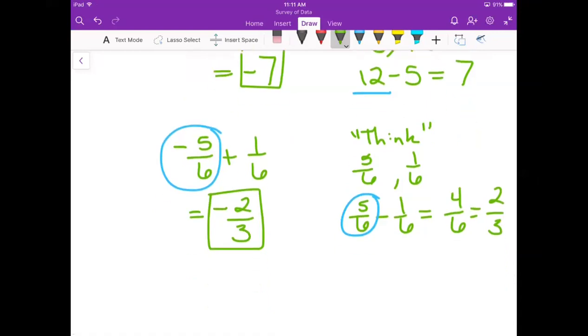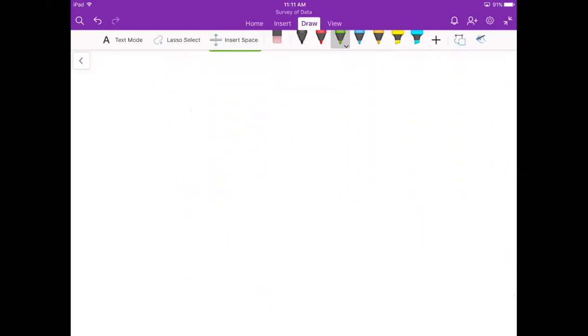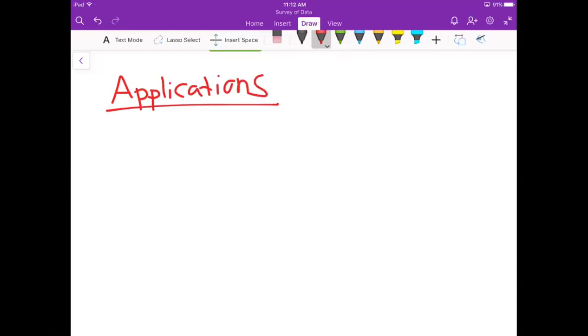All right, so that's what we do, and now we just want to look at some applications. When am I going to have to add numbers of different signs? So here are some applications to look at. We're just going to look at two different examples here. The first one is looking at some budgeting, or some transactions that could happen in real life.